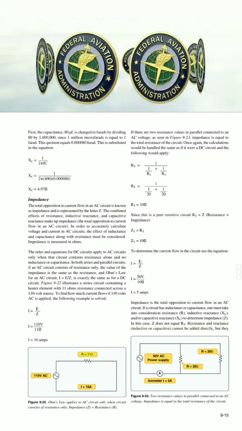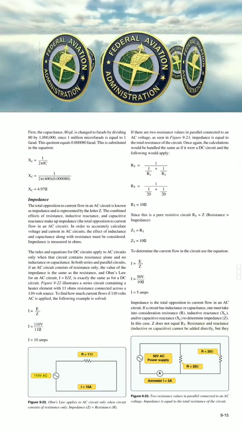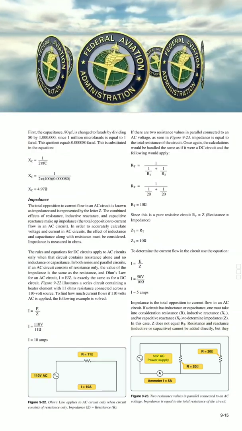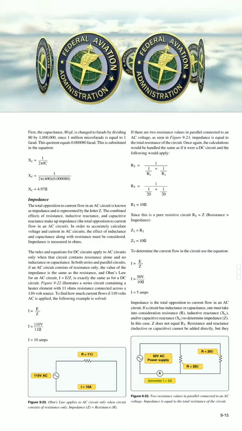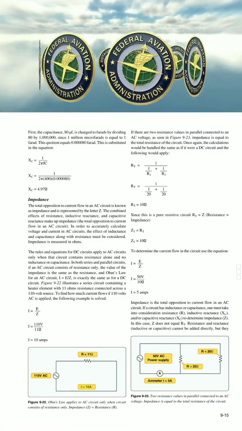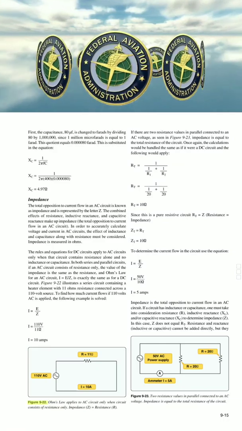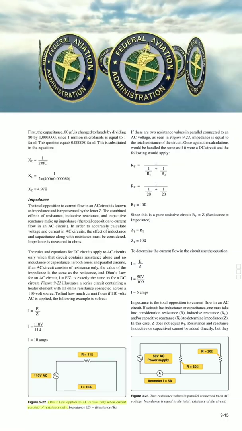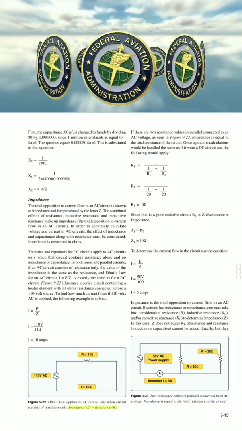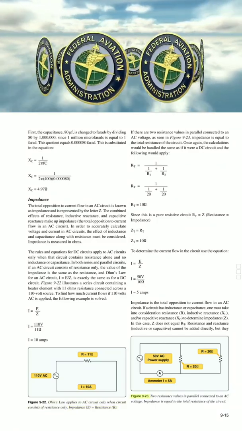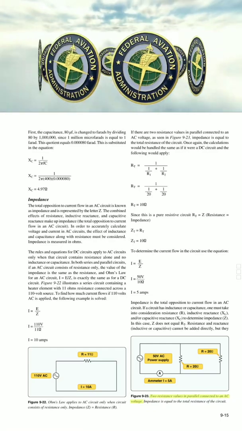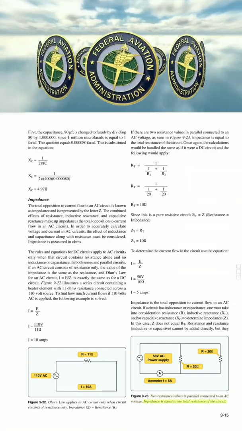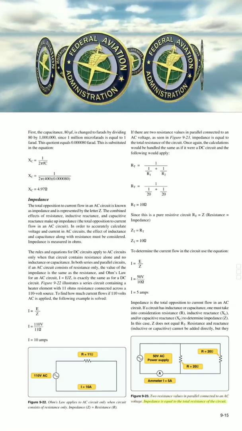R equals 11. R equals 20. 110 VAC. 50 VAC power supply. Ammeter, I equals 5 A. I equals 10 A. Figure 9-22. Ohm's law applies to AC circuit only when circuit consists of resistance only. Impedance, Z, equals resistance, R. Figure 9-23. Two resistance values in parallel connected to an AC voltage. Impedance is equal to the total resistance of the circuit.